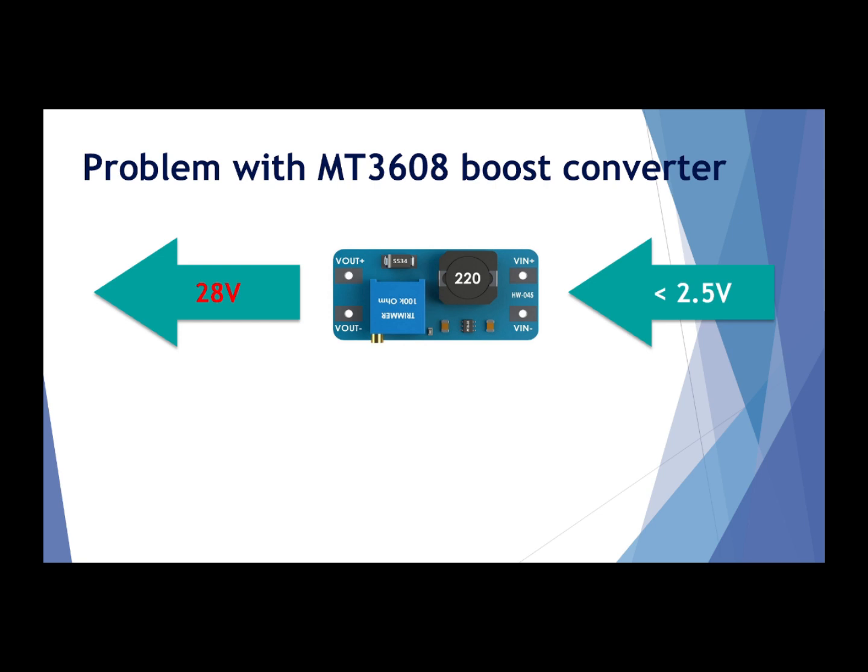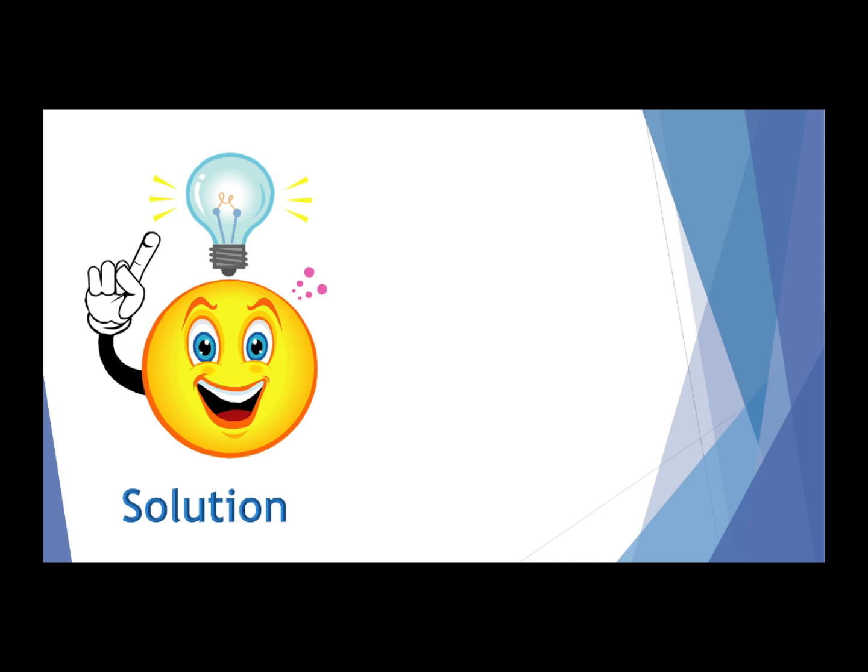below 2.5 volt, the boost converter will boost up the voltage up to 28 volt, which is the maximum default voltage of this boost converter. You cannot even regulate it. So what will happen to the Arduino? Well, I think you have understood this.